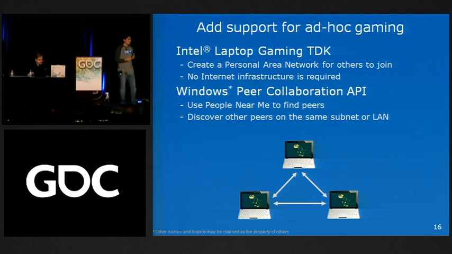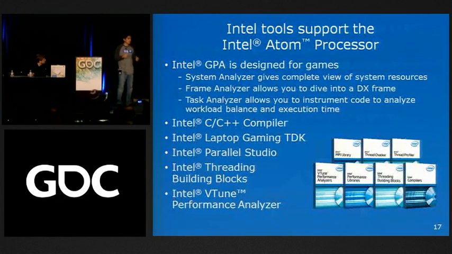There's also the Windows Peer Collaboration API that lets you find other people on the same network. In this case, you would need to be connected to a LAN or something. But it's a pretty easy way to find other people that are on the network and maybe play with them that way. So just keep in mind that you might want to experiment with other usage models instead of just the common get online, play with other people, things like that. Maybe just based on your location or whatever.